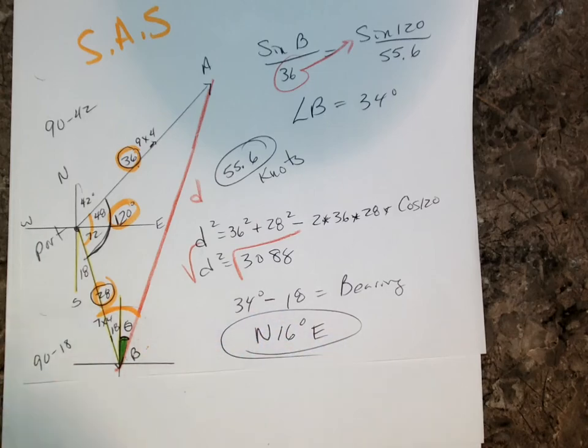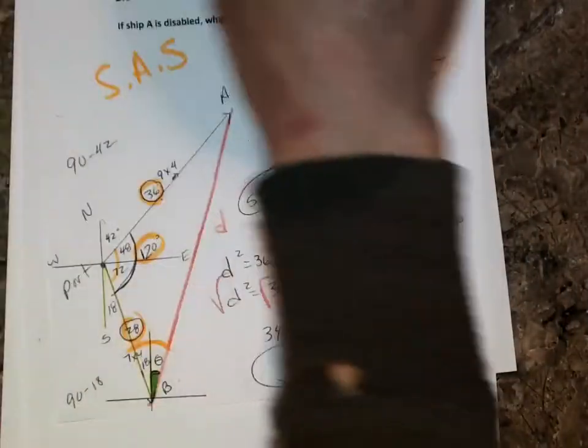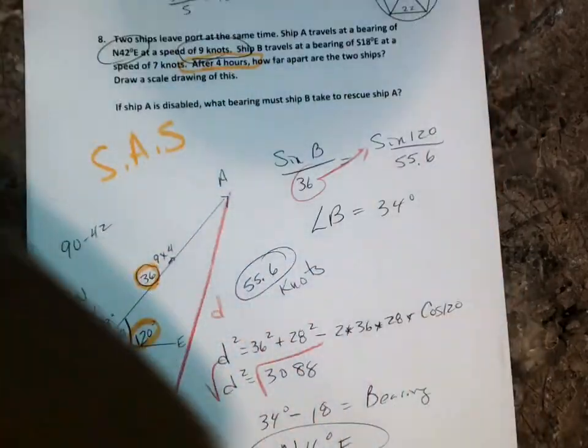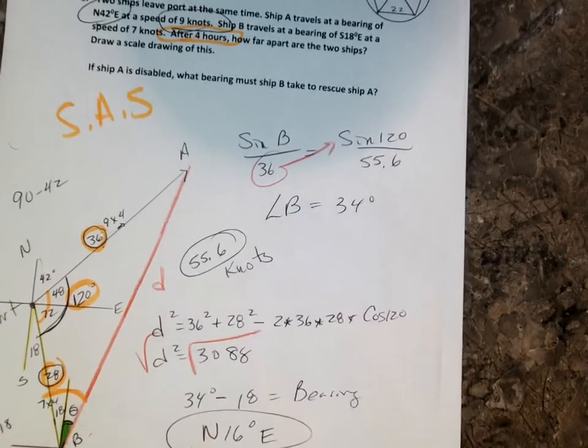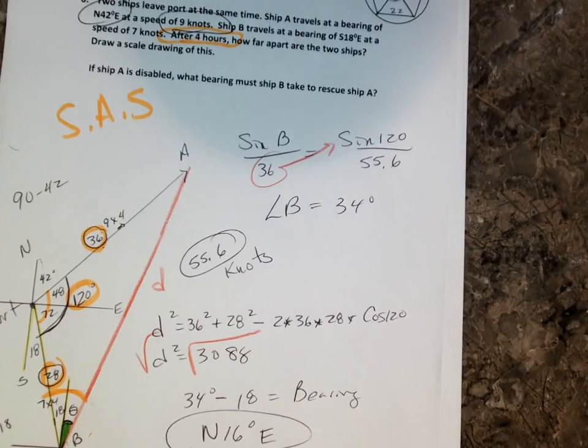Okay, that's all I have. Test Thursday for first period. Test is going to be on Friday for fourth period. Good luck, everybody. Get this done, please.